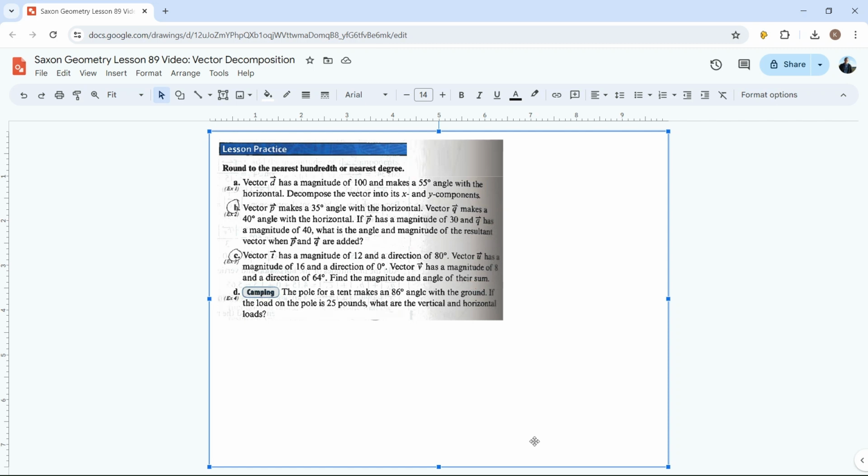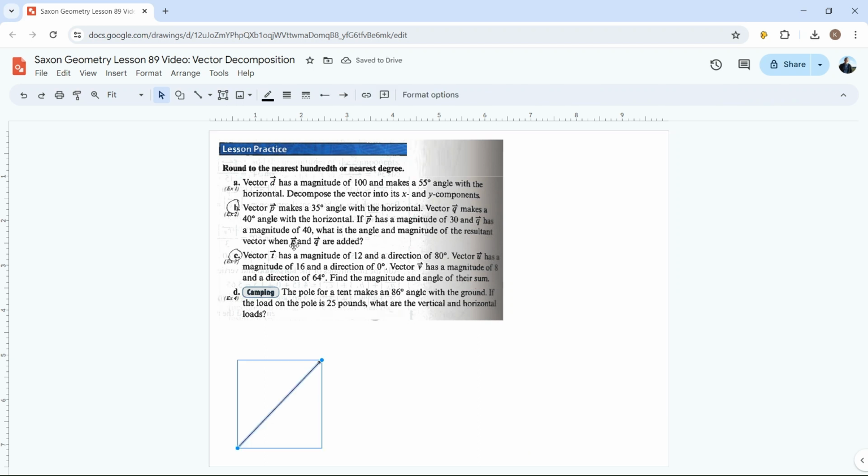What we're going to be doing is taking vectors and doing what's called vector decomposition. We're going to break them down into their x and y components. We're going to say that this is vector d. It has a magnitude of 100 and makes a 55-degree angle with the horizontal. All right, we're going to do some vector decomposition.